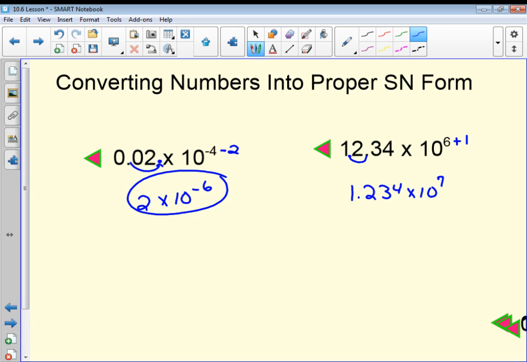Okay, so final answers for each of these. In the first one, because it was less than 1, that was a negative move of 2 places. So I wrote a minus 2, so then negative 4 minus 2 gave me the negative 6 as my new exponent. On the second one, we only had to move one place. The number was originally greater than 10. That's a positive thing, but we only had to move positive one place. So that's where I got the +1. And then 6 plus 1 gave us 7 for our new exponent.